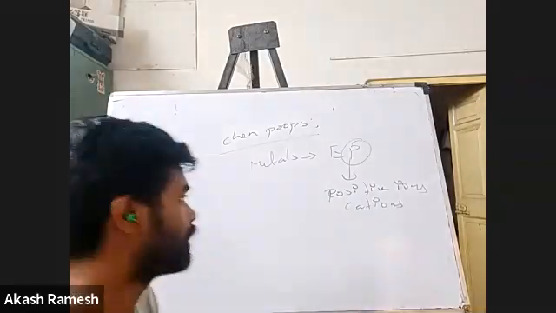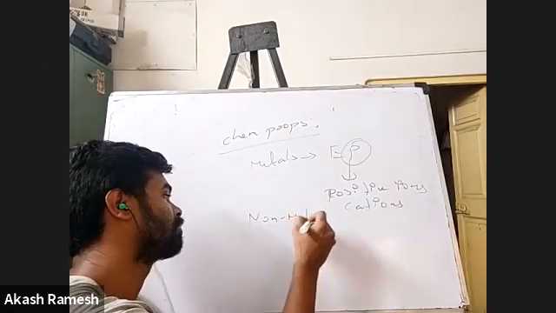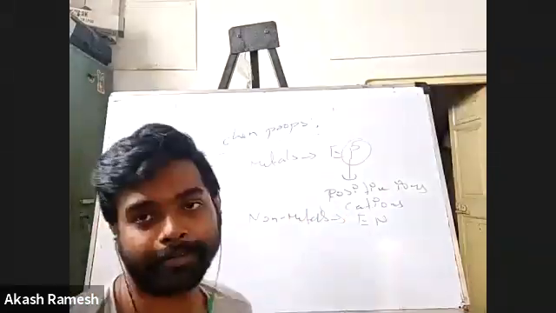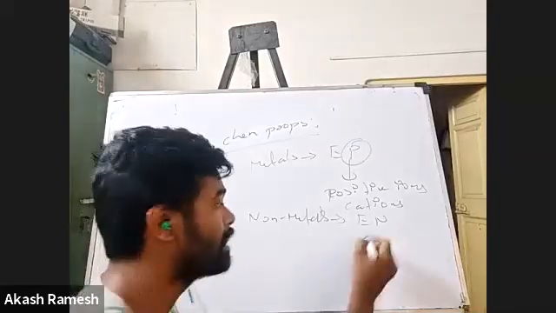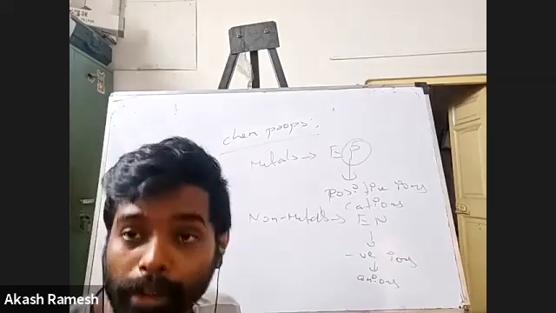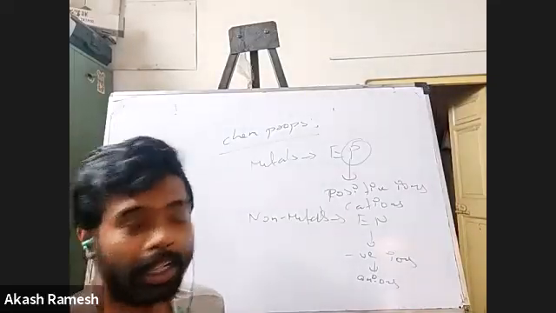And if I go to non-metals, they are going to be highly electronegative in nature. Non-metals are electronegative. That means they can easily form negative ions. Negative ions are what are called anions. How do you form an anion? Obviously by accepting electrons, by gaining electrons. So this we know.